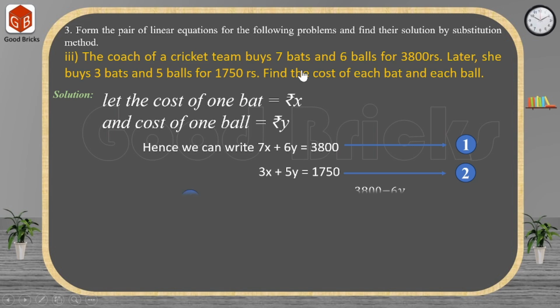Then we need to find the solution using the substitution method. So when you take this first equation and transpose this 6y towards the right side, you can write 3800 minus 6y. Then again if you transpose 7 also towards the right side, you will write finally x is equal to (3800 minus 6y) by 7. Now this x value we have to substitute here in equation 2.